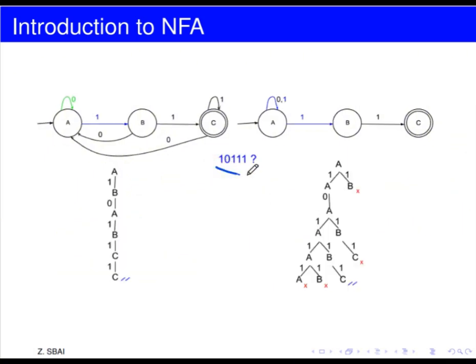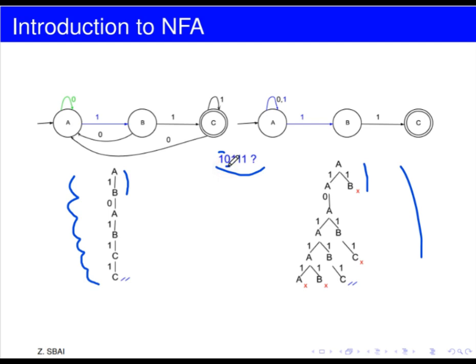Let's simulate the two machines with the string 1, 0, 1, 1, 1 to see if it's accepted. For the deterministic finite automaton, we have only one next state when reading a symbol. But here we may have different options. So we'll draw all the possible options. For the first symbol, if we are in the start state A, we have two options, either to stay at the same state A or to go to the state B. So we draw these two options. For the DFA, we have only one route here. From A, we'll definitely go to the state B.